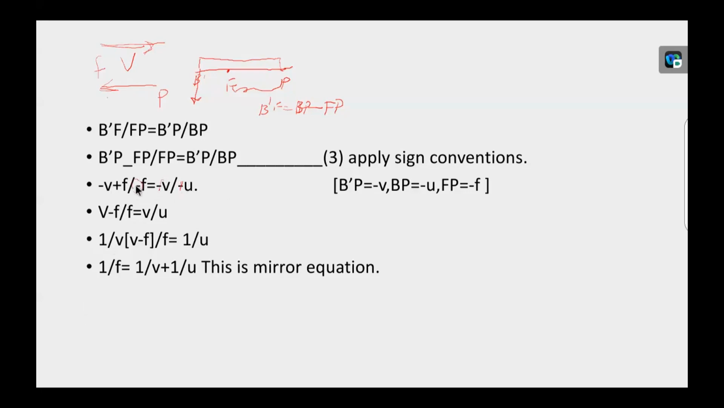Because of this reason, we will multiply the whole LHS with a negative sign. Therefore, minus V becomes plus V, plus F becomes minus F, and the denominator minus F will become plus F. With the minus sign, if I multiply, we are going to get on the LHS V minus F by F is equal to V by U. Now I will send this V to the LHS.